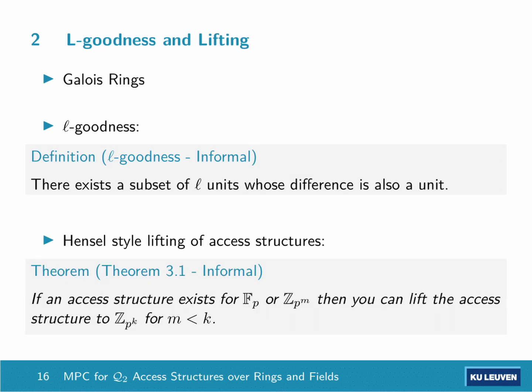We then go on to show that if there exists an access structure that works over a field, then the same access structure can be obtained over Z modulo p to the k through the use of Hensel lemma style lifting procedures.